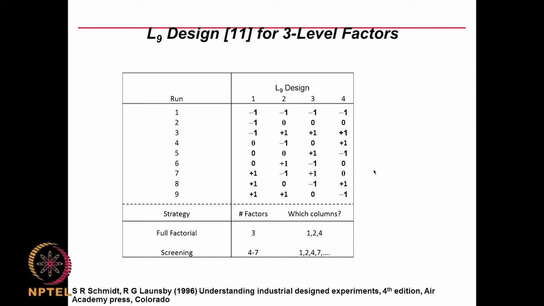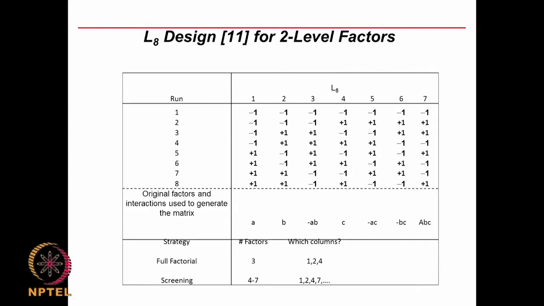So, if I want to do a full factorial design, I can take 3 factors: column 1, column 2 and column 4. For a screening design like that, you can keep on doing it, you can add many factors actually.